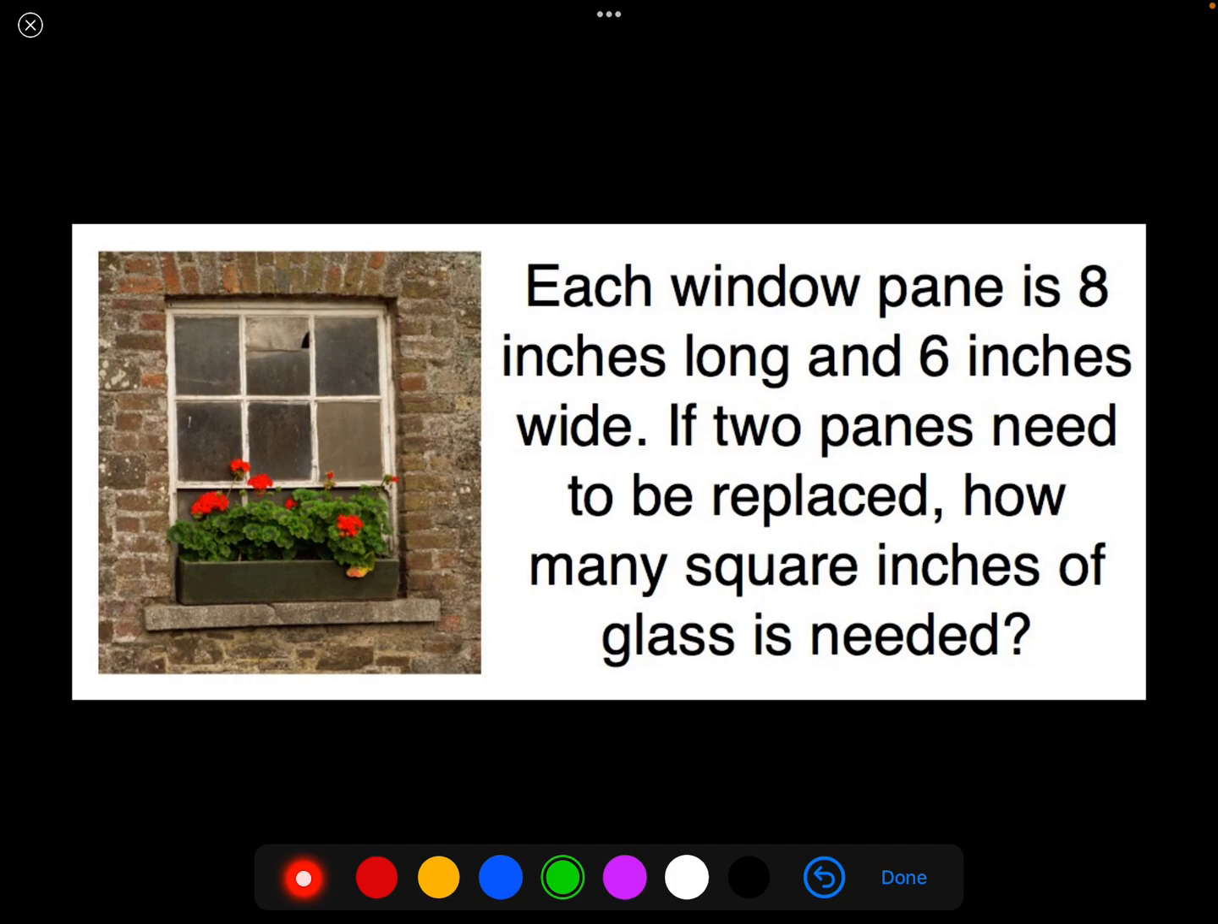Each window pane is 8 inches long and 6 inches wide. If 2 panes need to be replaced, how many square inches of glass are needed? All right, work with your partner. Good luck.